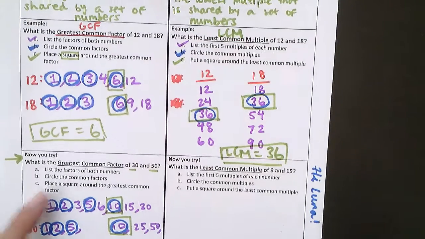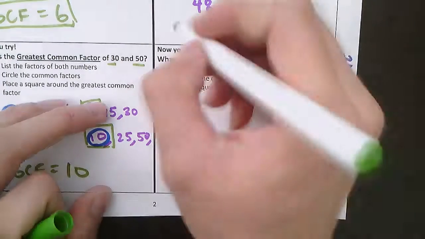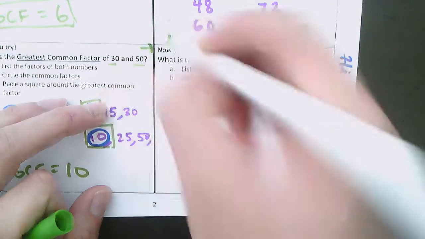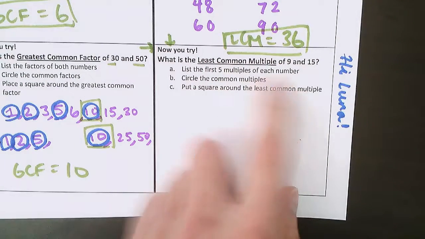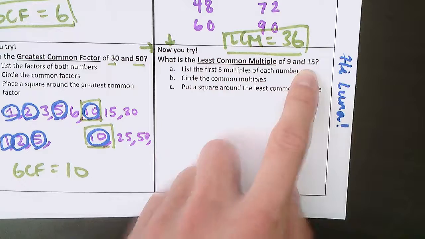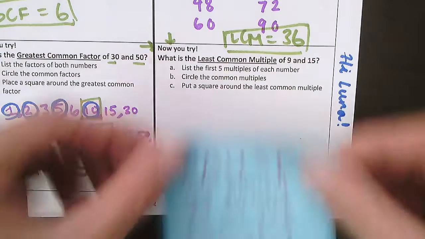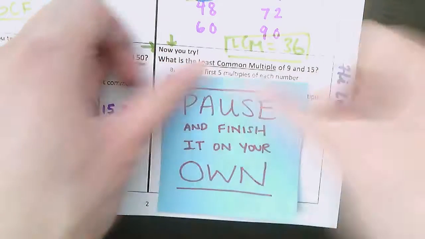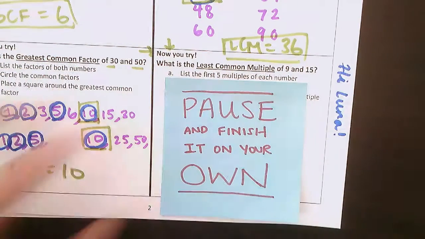Now that we've done this one as a class, where it says, now you try, you guessed it, you're going to try this one right here on your own. Find the least common multiple of 9 and 15. List the multiples of each of these numbers and find the lowest one that is there for both. So let's pause, finish this one on your own, go.